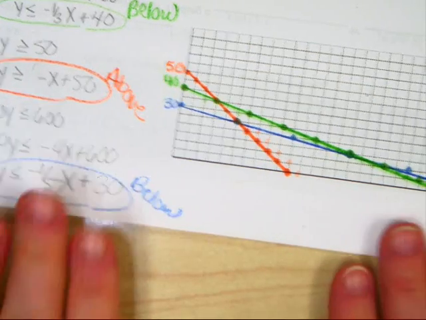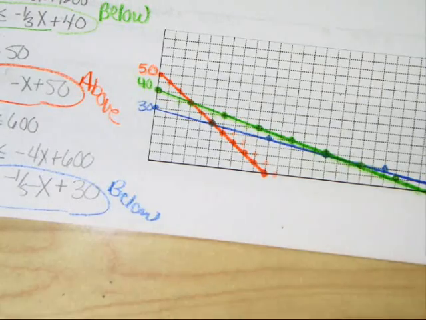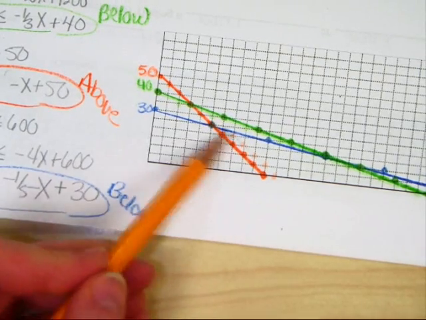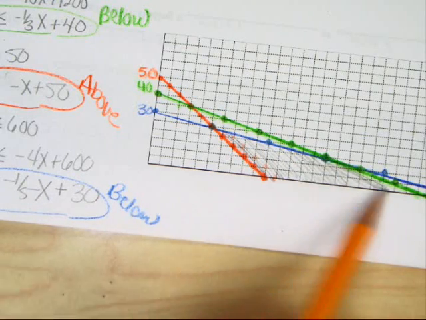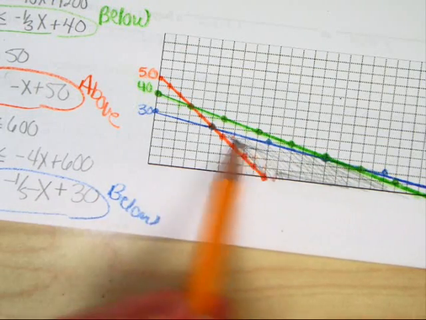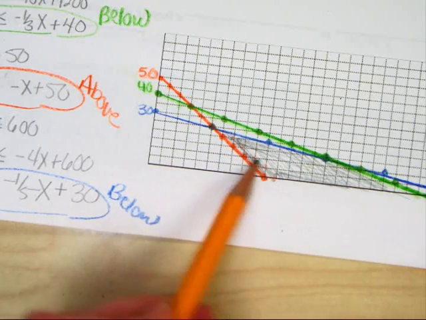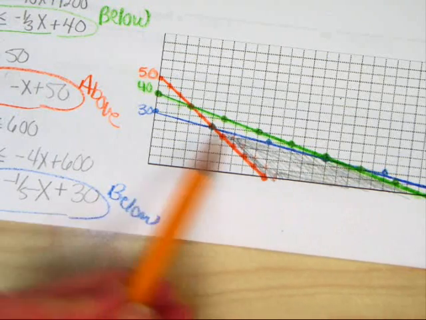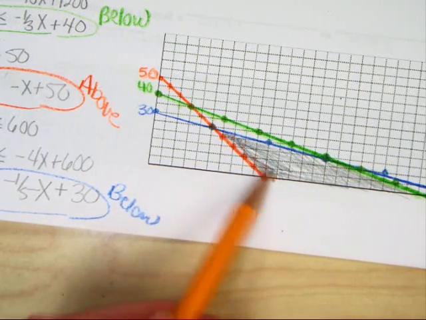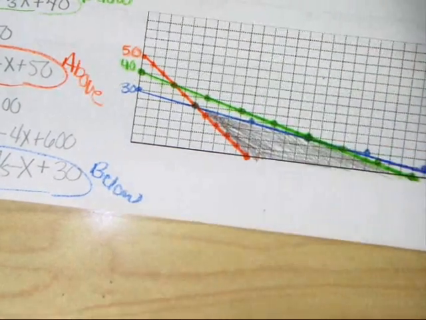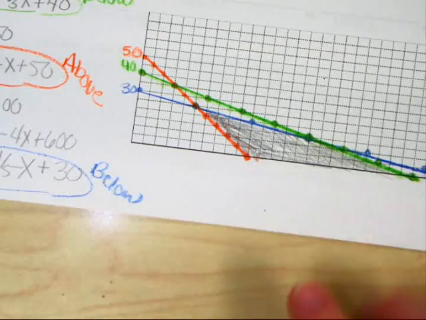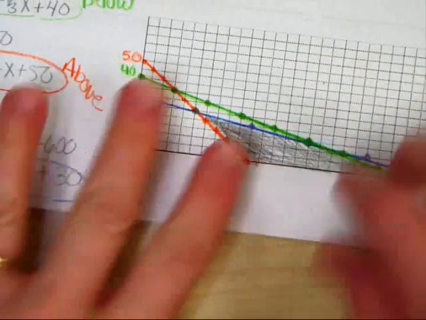So the only place where it's above the orange, below the green, and below the blue is this area down here. A very funny looking quadrilateral area. Shade that area in. It's bounded by green, blue, and orange. Now once you shade that area in, we're finally ready for step number 4 from up here.